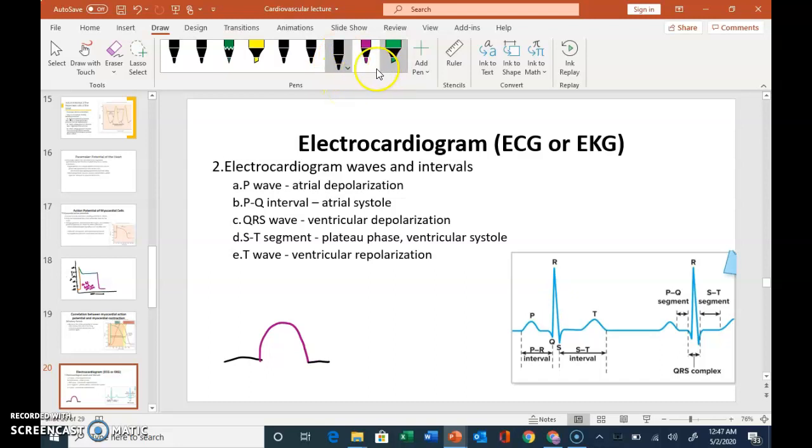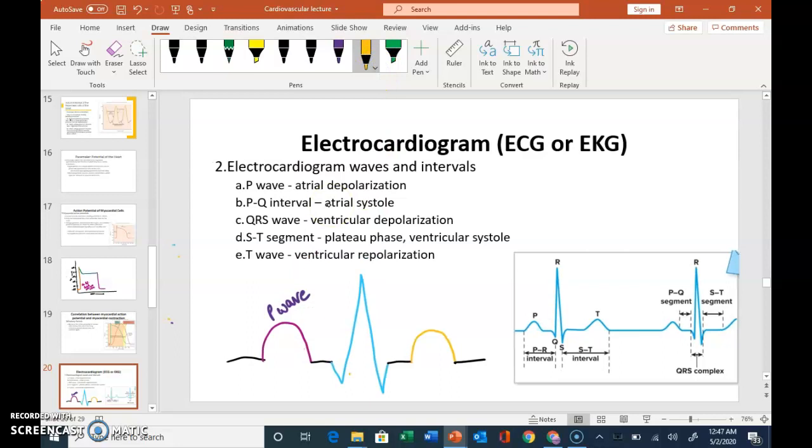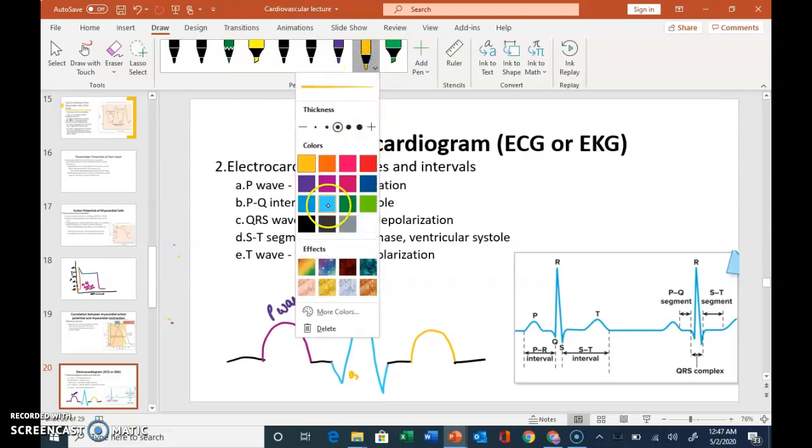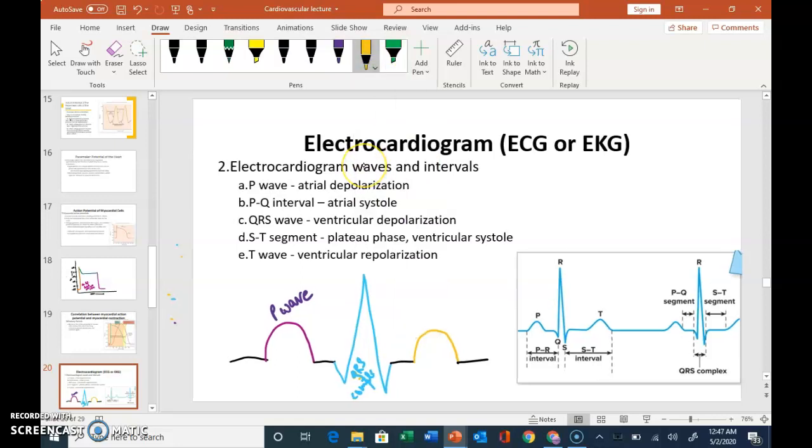Then you have the QRS complex. Then the last one is the T wave. Okay. So right here we have the P wave. This is the P wave. The blue one is the QRS complex. Oh, blue. Sorry class, this is the QRS complex, and this is the T wave.